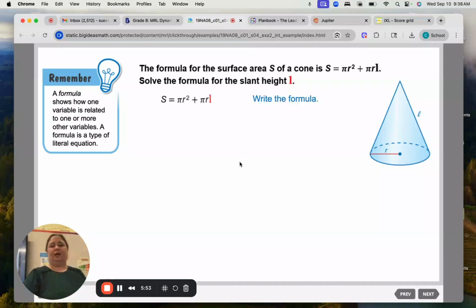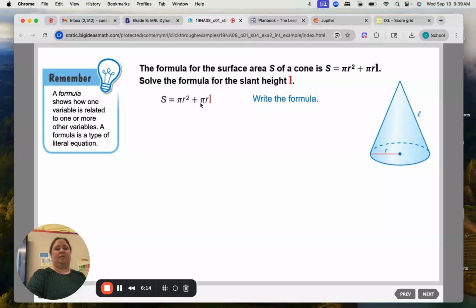Write your equation. S equals pi r squared plus pi r L. All right, so where is the letter we're solving for? It's at the very end. So we're going to deal with everything not by the L to start with. I'm going to leave this half of the equation alone and deal with this one first.